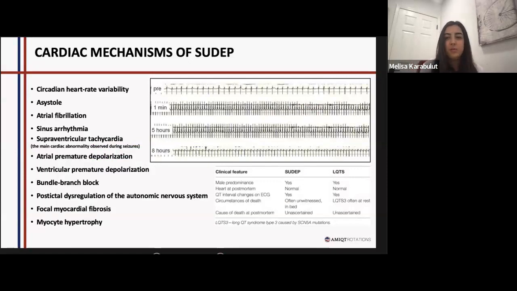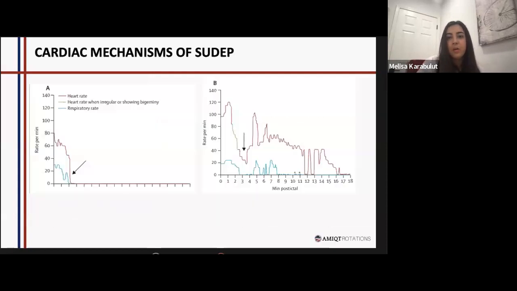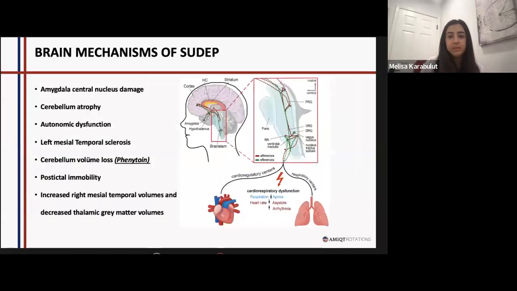In patients with SUDEP, foci of fibrotic changes predominated in the deep and subendocardial myocardium of SUDEP cases. So focal myocardial fibrosis is also a cardiac mechanism. This is really important. Familial long QT syndrome can lead to syncope, seizures, and in the most severe cases, sudden cardiac death. So what are the brain mechanisms?